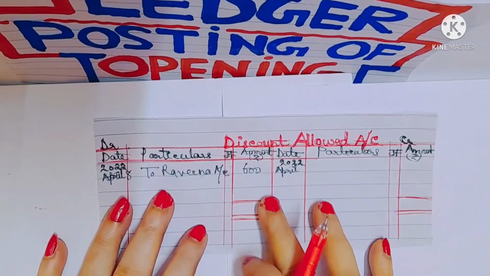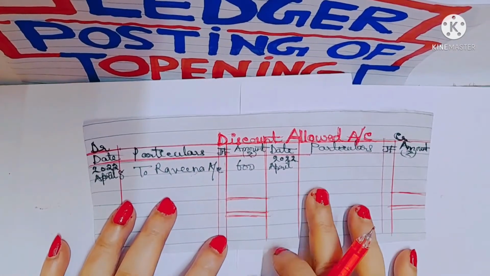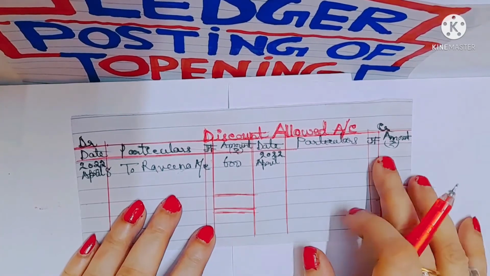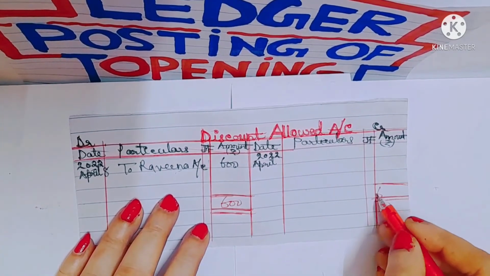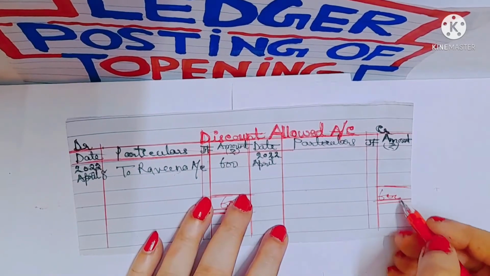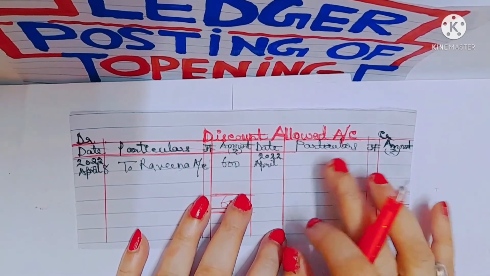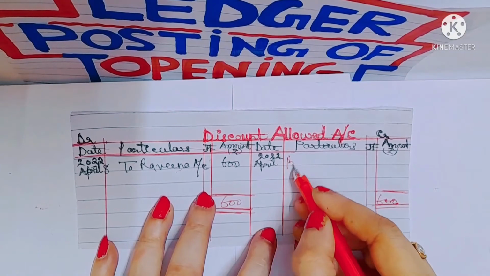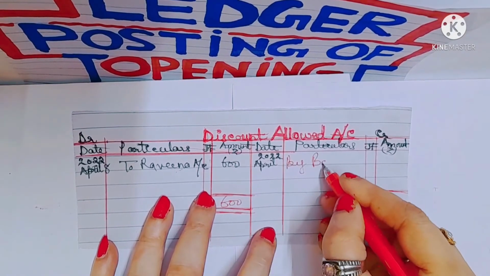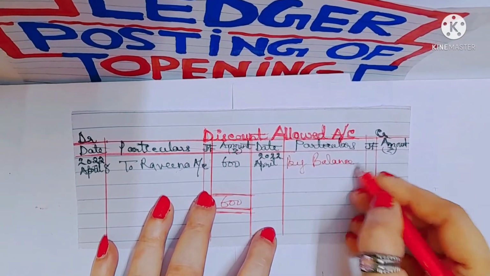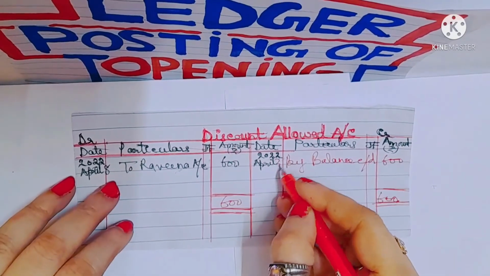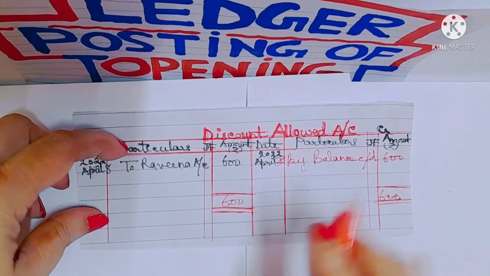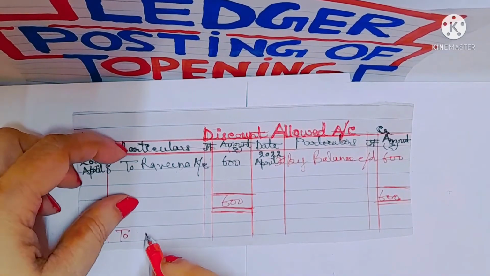Discount allowed account. Which side is greater? Obviously debit side. Nothing has been written on the credit side, means 0. So we'll write 600 on both sides. Shortfall কোথায়? Credit side. So we'll write by balance CD. By balance CD. How much? 600. Date 30th April. Last day in the month of April. This by balance CD will appear on the debit side. On the opposite side, to balance BD.